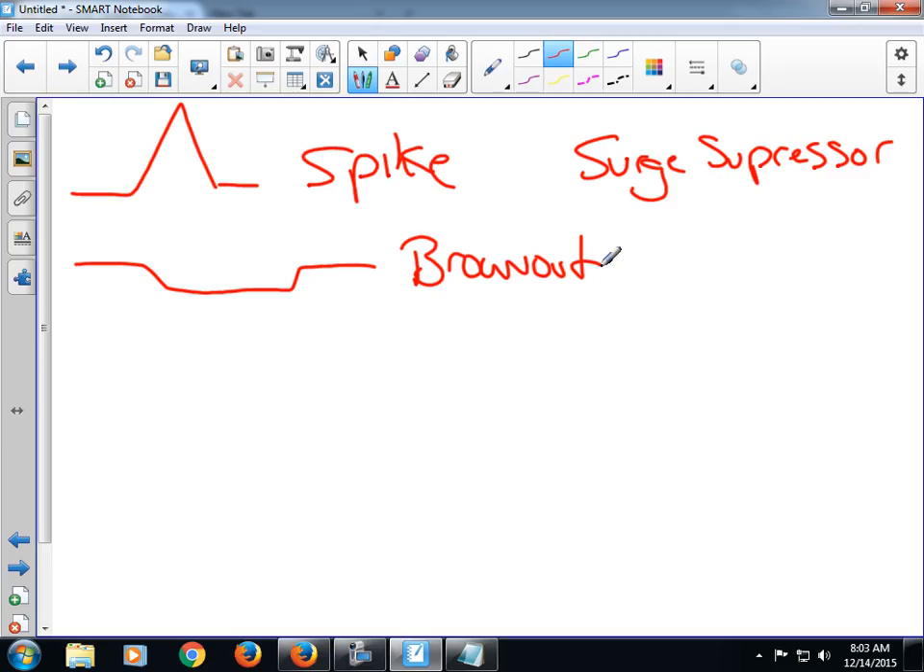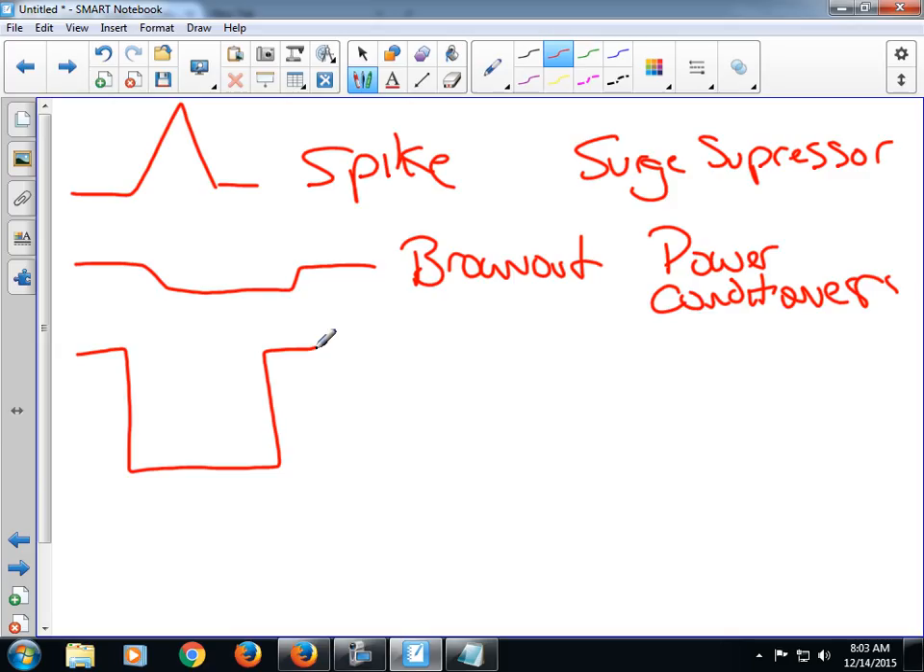The device that handles spikes and brownouts is called a power conditioner. And we don't really normally buy those. What you'd normally see is a building equipped with a power conditioner to handle brownouts. And the last one is a total drop, or total loss of electrical power, where it all goes away. That's called a blackout.